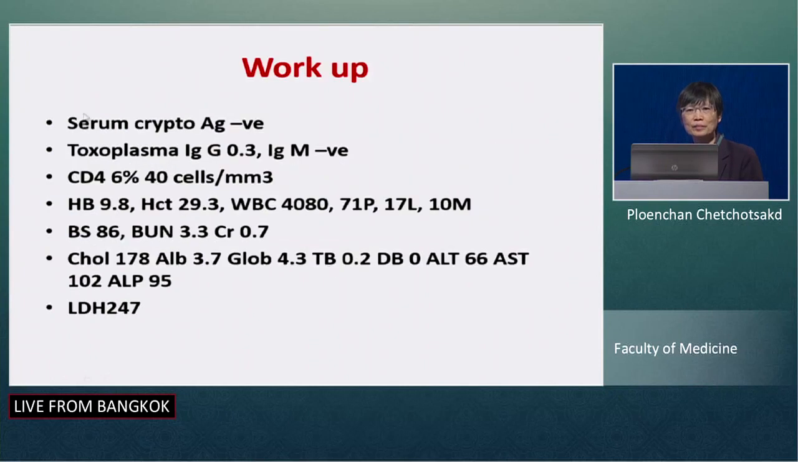In her workup, serum cryptococcal antigen was negative. Toxoplasma IgG was negative. Her CD4 right now is down to 40 cells. She has no anemia, and BUN and creatinine are normal. Liver function shows mild elevation of liver enzymes. LDH is 247.